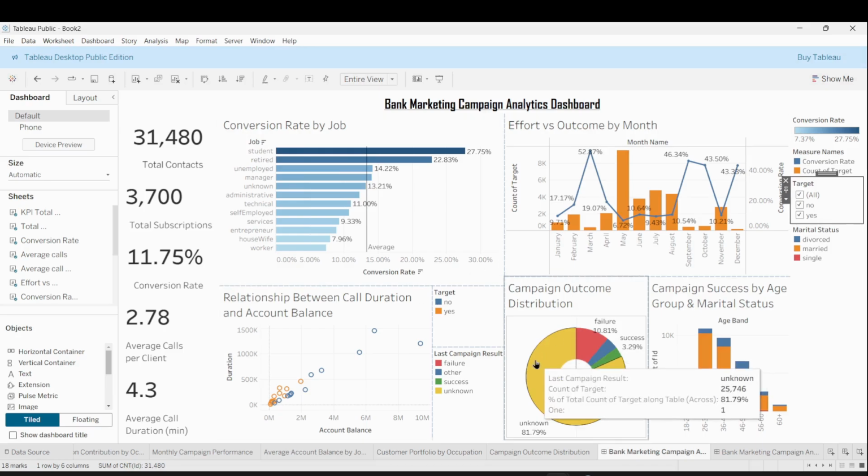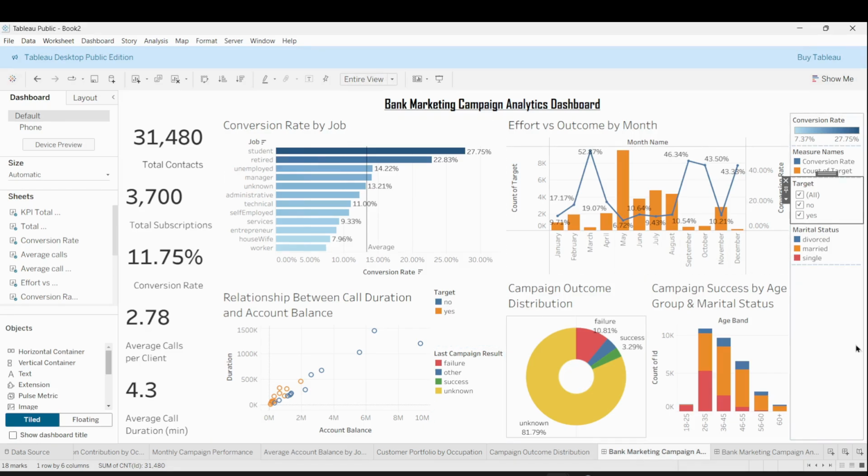Now coming to this chart, which is a donut chart, it shows most of the customers were never contacted before, but the small group who were contacted earlier and said yes have a very high success rate now. So past customers are the most valuable group. This donut chart basically shows the campaign outcome by the different distribution of customers. Then comes the final chart, which is a stacked bar chart which shows the campaign success by age group and marital status.